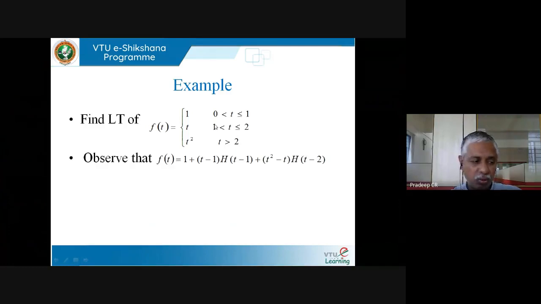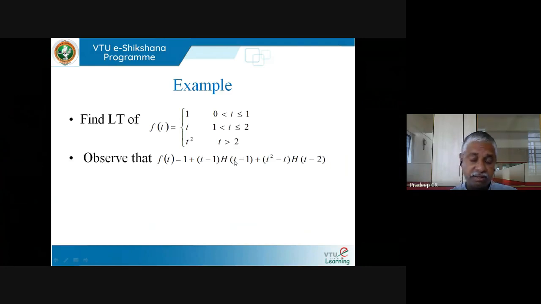I will show you this. This I told you already. I will just take you from there. I will not prove this kind of thing. f of t is f1 plus (f2 minus f1). f2 is t and f1 is 1. So (t minus 1) h of (t minus a). a is 1, the first place where the function is changing. So (t minus 1) plus (f3 minus f2), that is (t square minus t) into h of (t minus 2). See where I got this. Observe this. What is this? Say, for example, t is between 0 and 1.